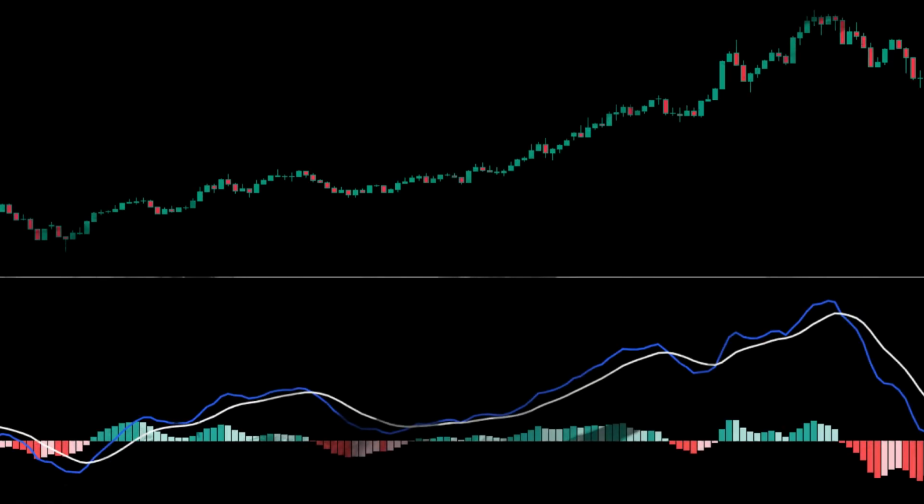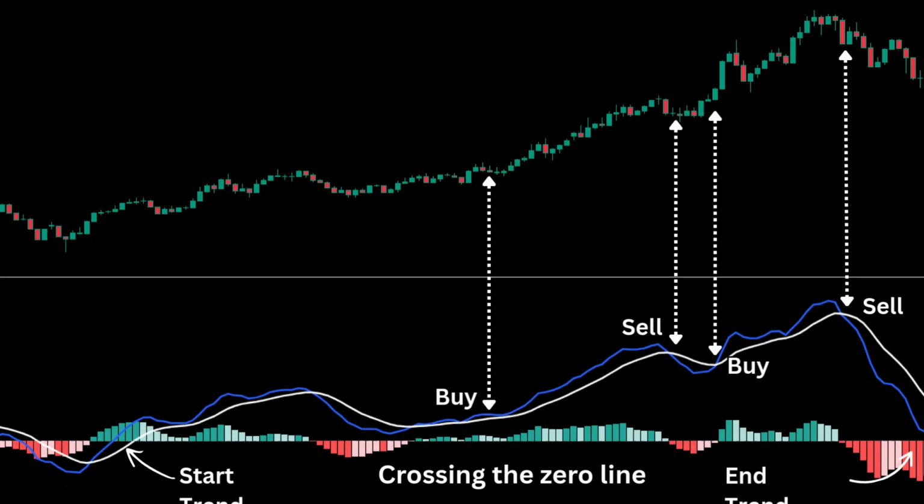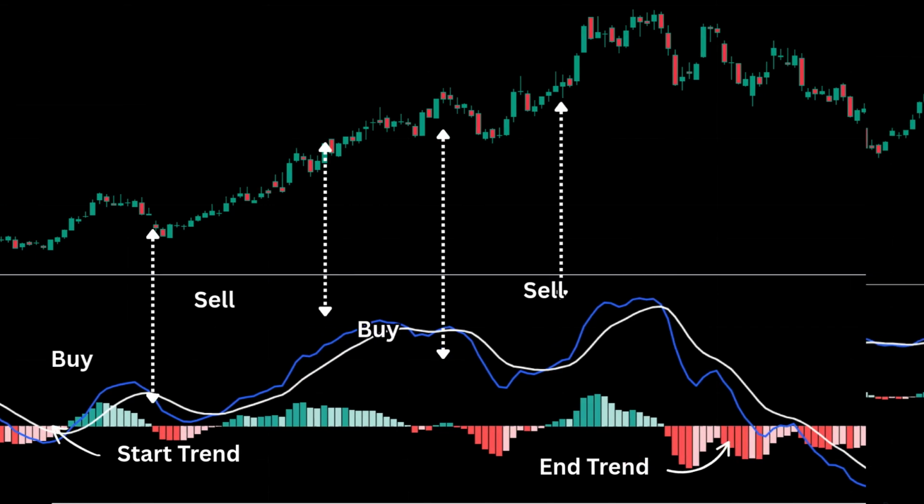Now, a pro tip to increase reliability. This signal is much more powerful if the crossover occurs when both lines are already above the 0 line. Why? Because it means you're entering on a small correction within an already established uptrend. You're buying a dip in the direction of the main tide, not trying to call the bottom of a downtrend. This filters out a ton of false signals.